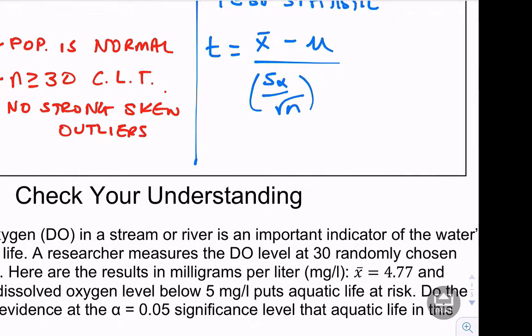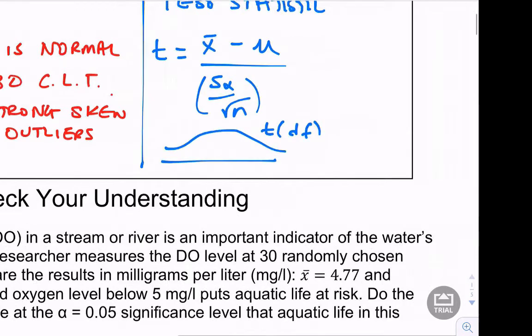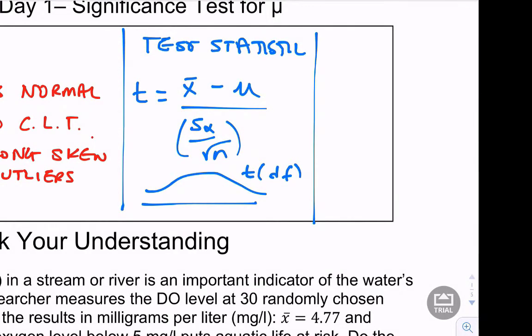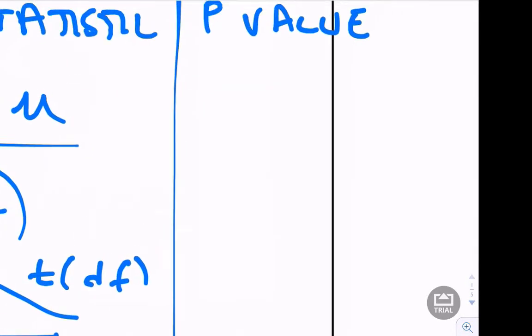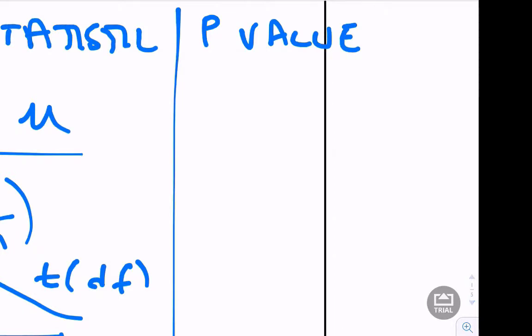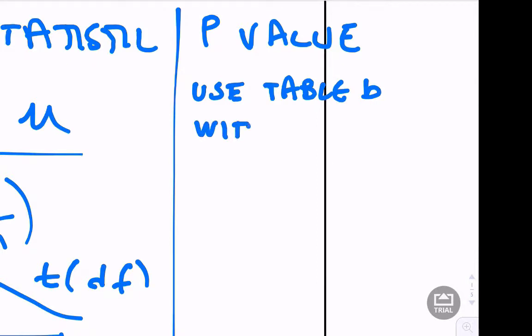So when we look at our graph, what we're looking at is finding t, and then we have a degrees of freedom situation, right? So there's a couple of different ways we could actually find this value here. Our p-value, the probability of this happening, could happen in a couple of different ways. The first one, we could use table B. And that's where we have the degrees of freedom and the confidence level, right? So with df and tail probability.